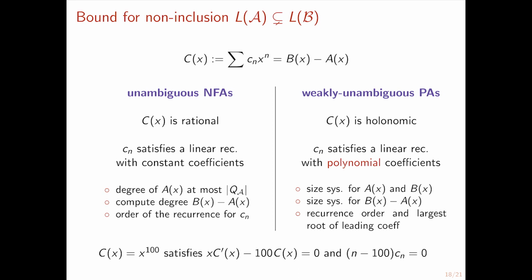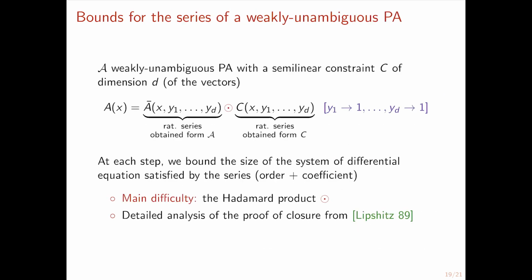These last two steps are quite simple, and our key contribution was in establishing the bounds for the series of a weakly-unambiguous Parikh automaton. Remember that the generating series of an unambiguous Parikh automaton is obtained as a Hadamard product of two rational series, one obtained from the runs of the automaton, the other one from the semilinear constraints. These generating series are easy to compute from the automata describing them. The main difficulty is to provide bounds for the Hadamard product of them, and we do this by a detailed analysis of the algorithm of Lipschitz that proves that holonomic series are closed under Hadamard product.